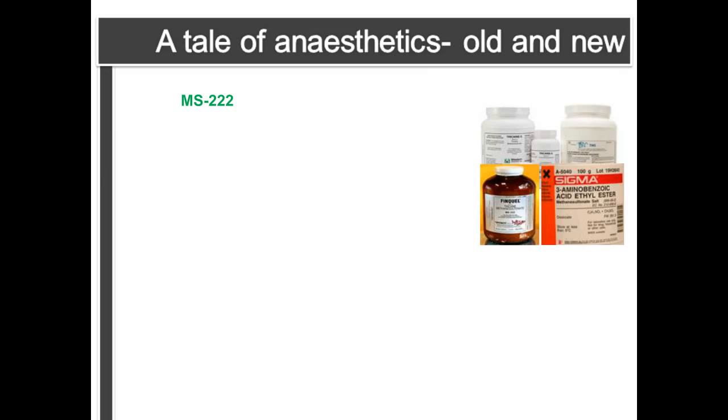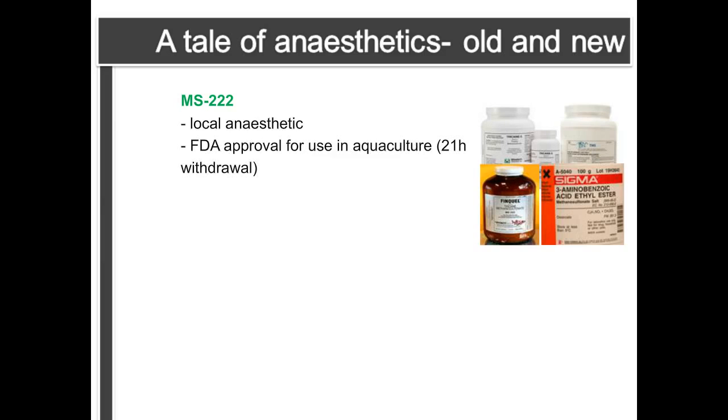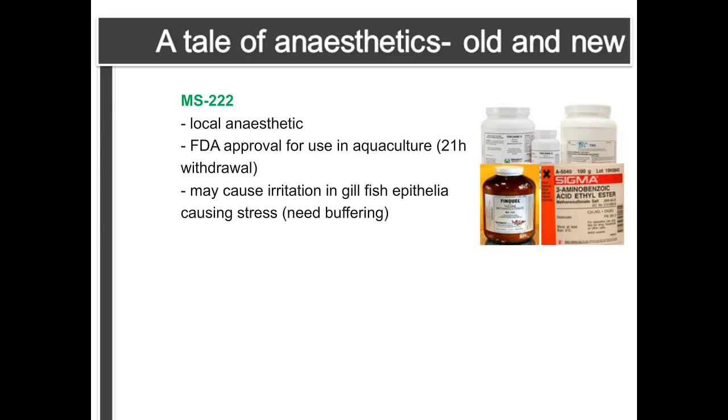I have to start with MS-222. That's the most commonly used anesthetic. It's a local anesthetic. It's the only one approved by the Food and Drug Administration for use in aquaculture for fish consumption. But it may cause irritation in the mucosa of the fish because it is acidic, so you always need to buffer it, for example, with sodium bicarbonate. It also induces a decrease in the heart rate.